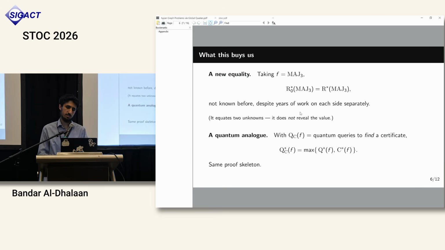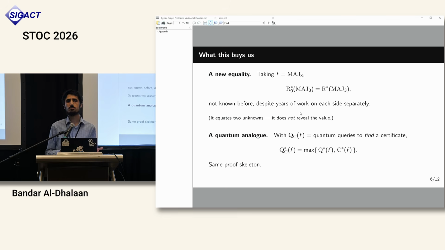Two quick consequences of this. Going back to 3 majority, R0 star of 3 majority is R star of 3 majority. These two quantities were studied separately, and now we know them to be equal. We don't know what the value is, but we have equated these two unknowns.